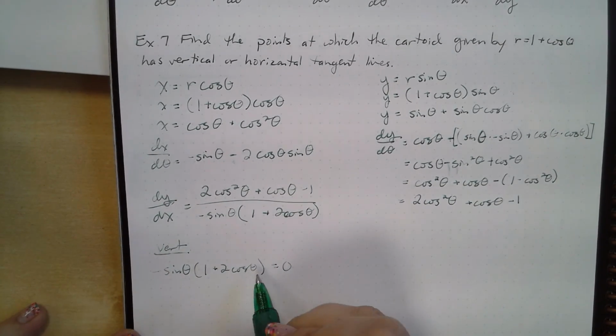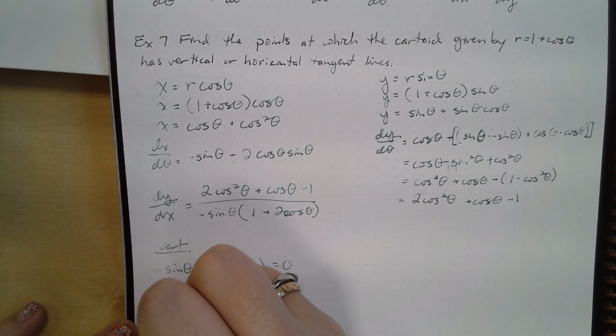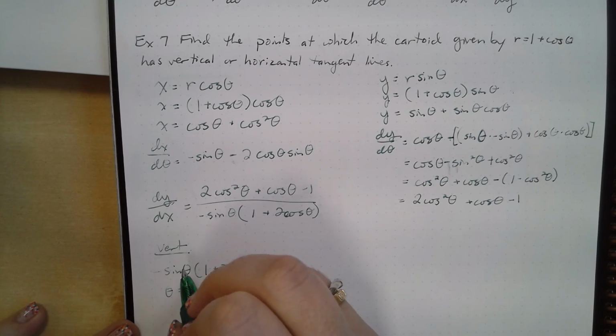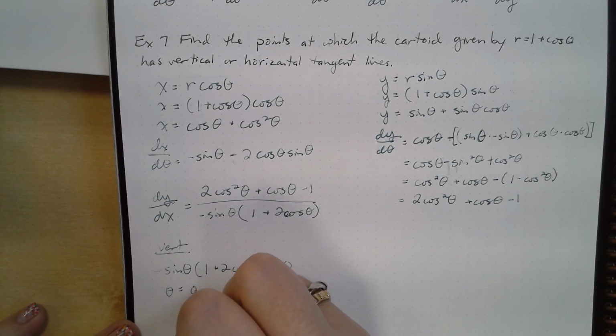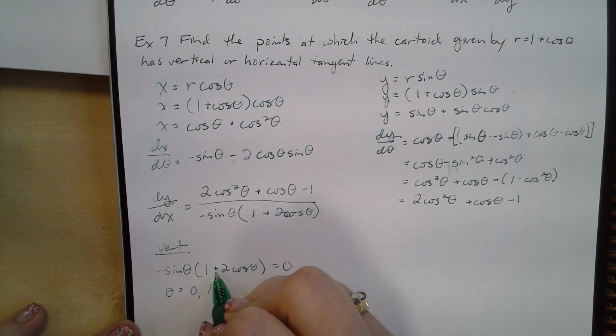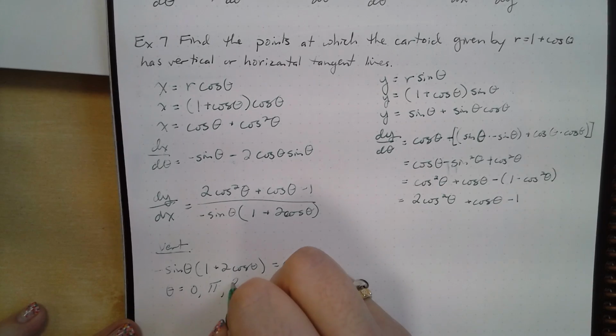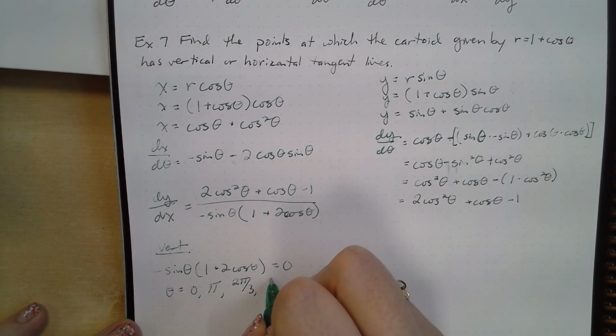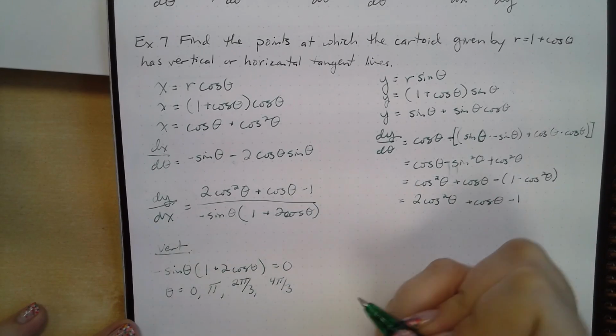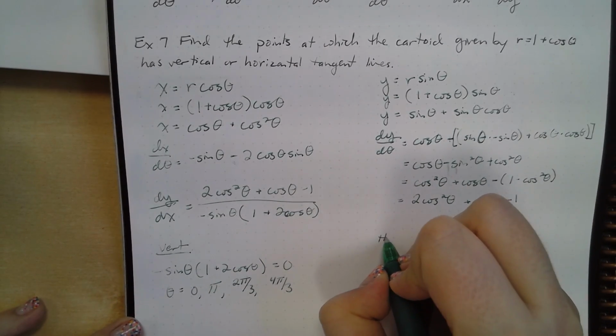Well, when is negative sine theta equal to 0? Well, when theta is equal to 0, pi, and then cosine at negative 1/2, so that would be at 2 pi over 3 and at 4 pi over 3. Okay? What about our horizontal tangents?